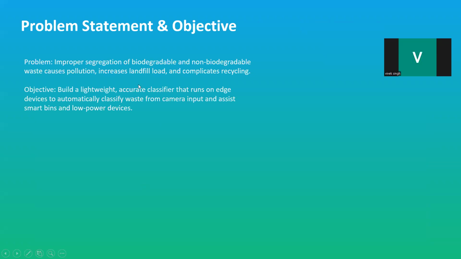So let's look at the problem statement and the objective of the project. The problem statement is improper segregation of biodegradable and non-biodegradable waste causes pollution, increases landfill load and complicates recycling. So basically, we are trying to solve the problem of segregation or classification of biodegradable and non-biodegradable waste by automating the process.